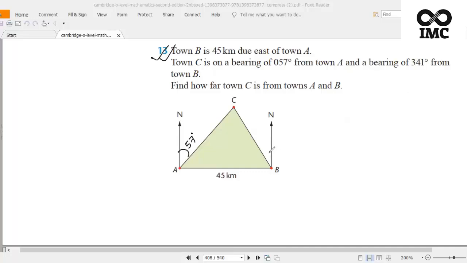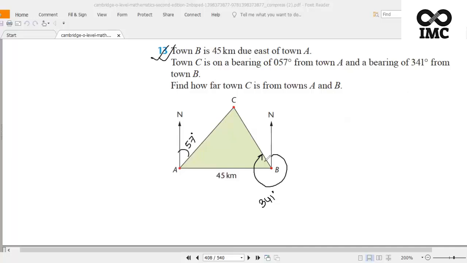So from B to C, we always know that bearing is counted from the north side. So we will take this angle, and this angle will be called 341 degrees. Okay. So here, a bearing of 341 degrees from town B. So we can say town C is on a bearing of 341 degrees from town B. So we can draw it in that way.